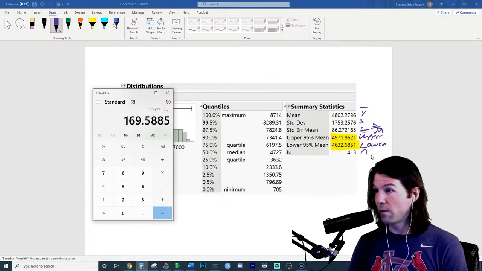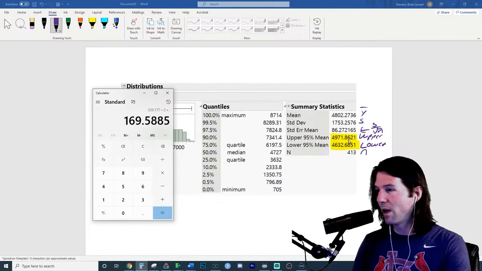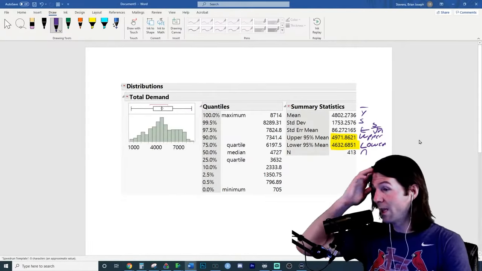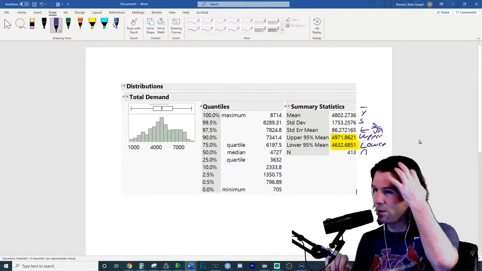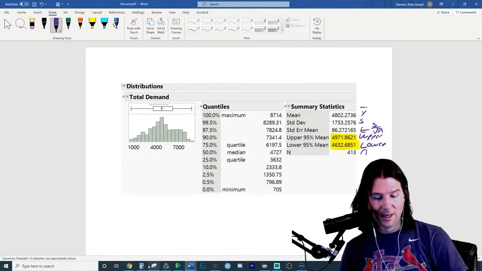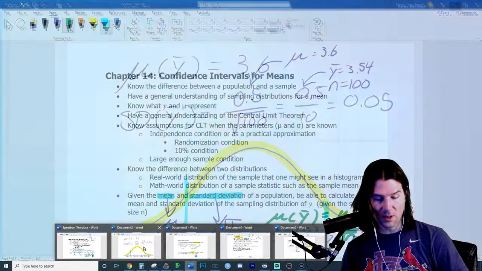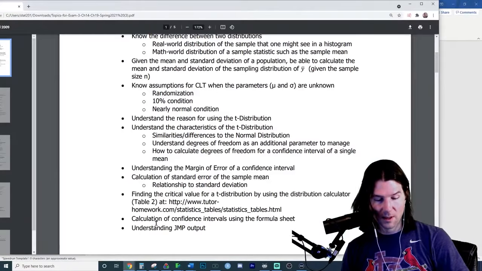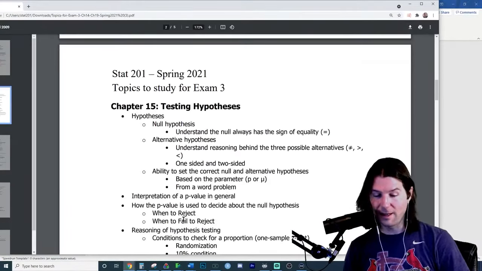If you were able to get the margin of error and understand how to interpret this: I am 95% confident that the true mean total demand for days is contained in the interval. And there's the interval right there, 4,632 to 4,971. Let's see if we have anything else for this one, because we're going to start the next speed run in a moment.